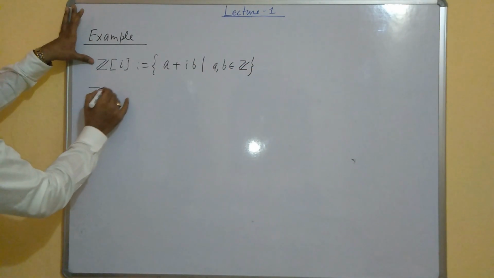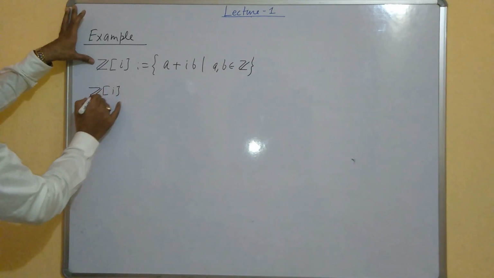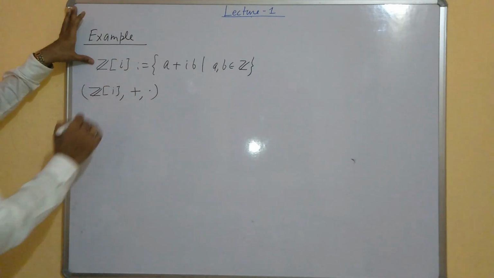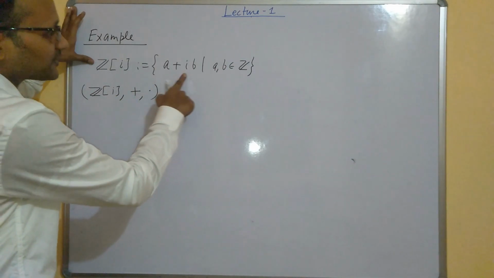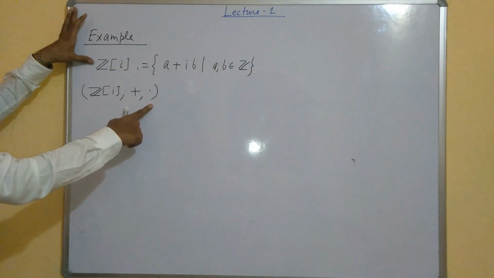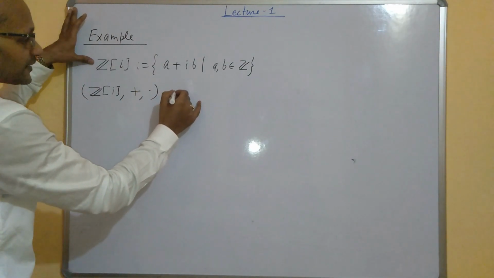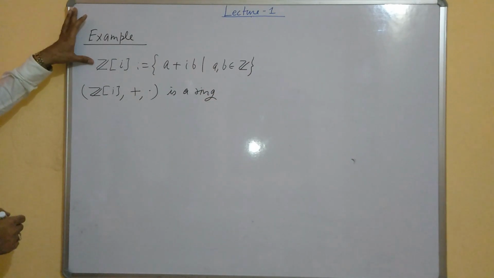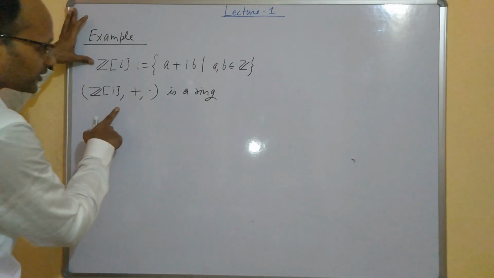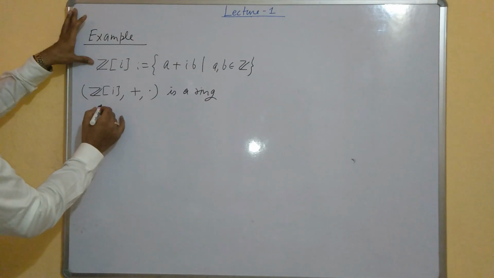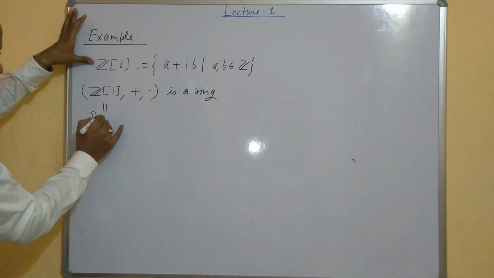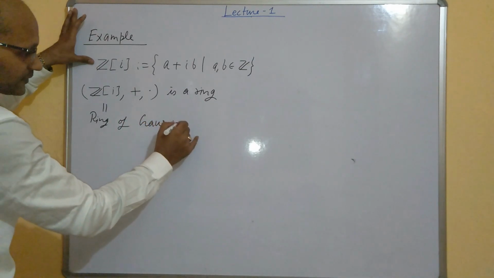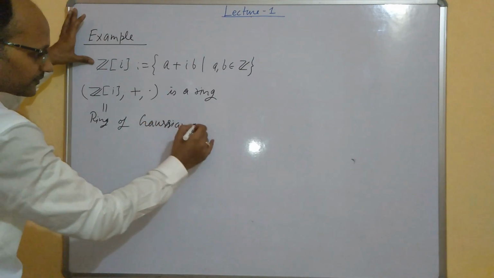This set Z[i] with respect to addition and multiplication of complex numbers, these are complex numbers actually. So with addition and multiplication of complex numbers, this is a ring. I am leaving it as an exercise to verify that this is a ring. This is a ring with identity. This is a commutative ring also. And this ring is called the ring of Gaussian integers.